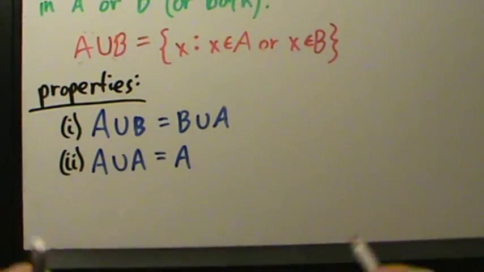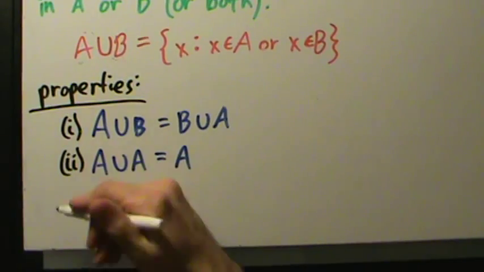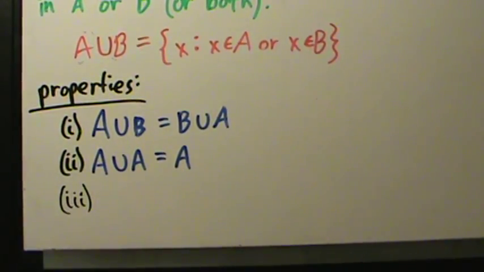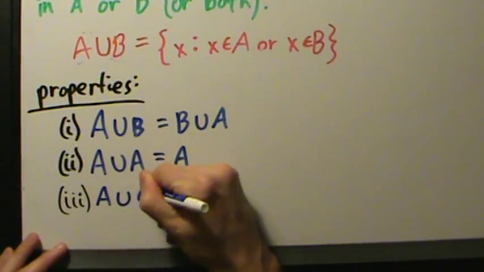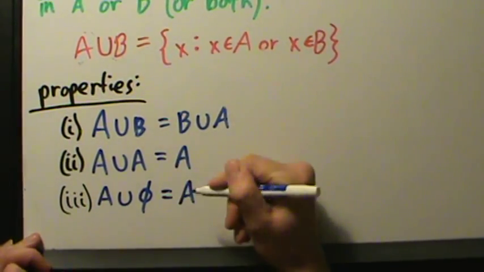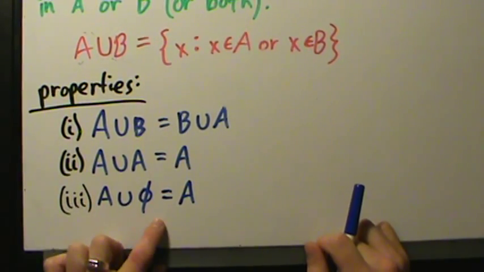Okay, so that's property two. Property three here says if you take the union of any set with the empty set, you're just going to get that first set back, the set A. So any set union with the empty set just gives you A back.